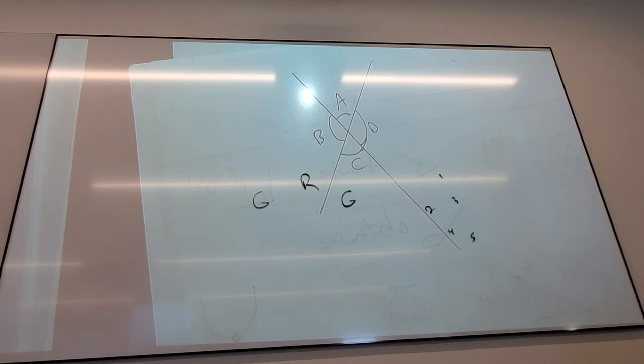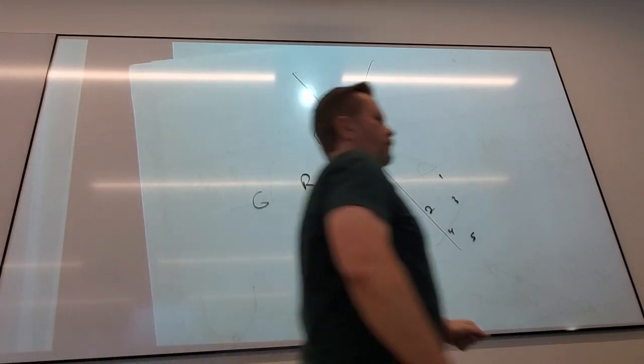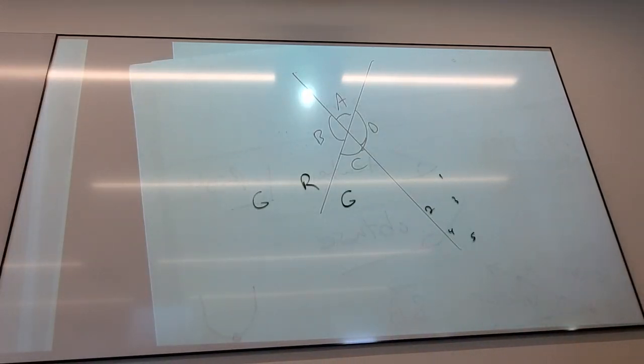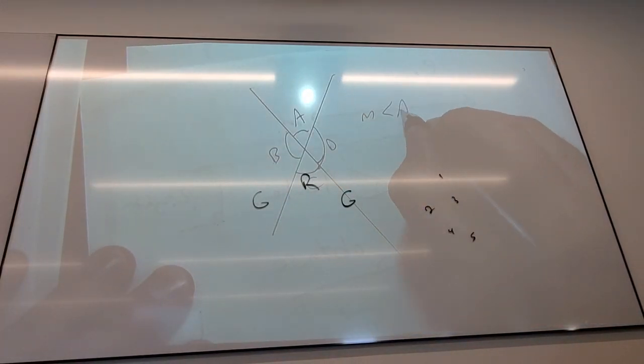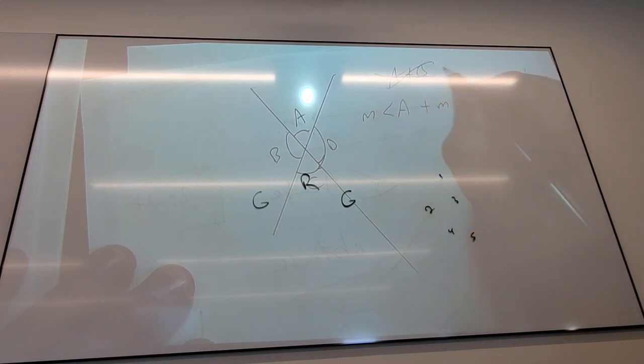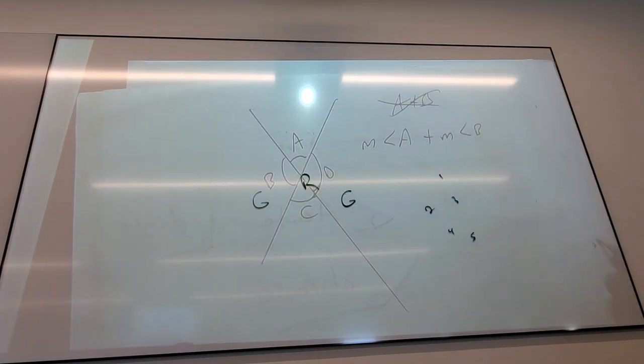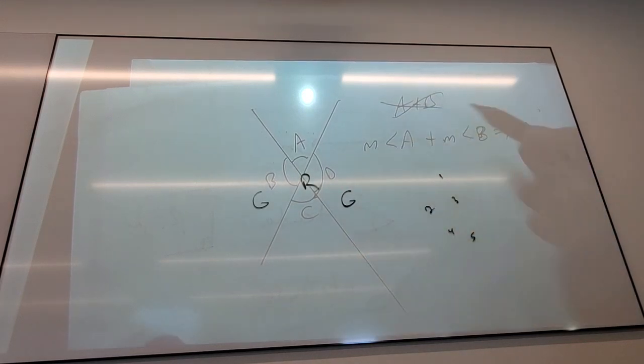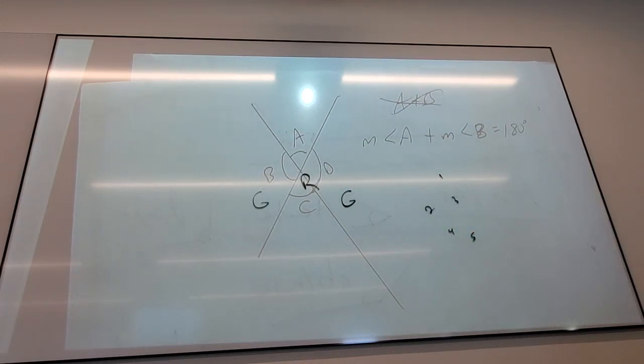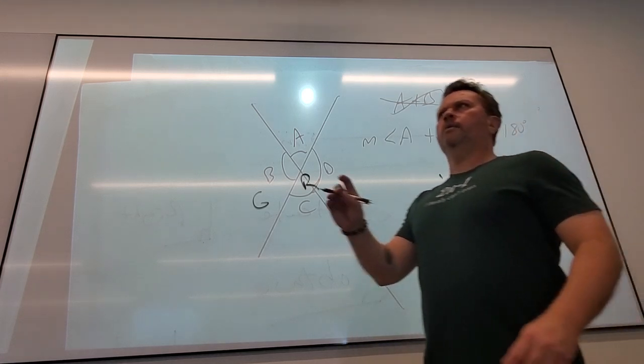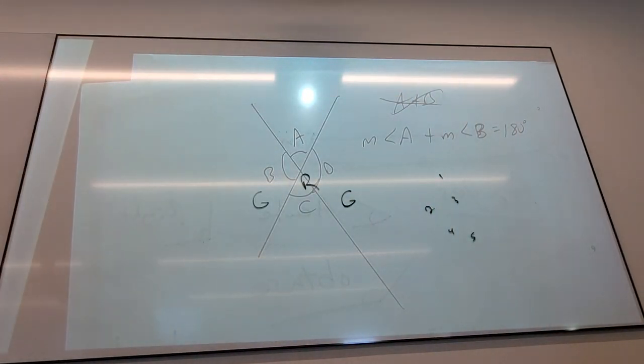Does anyone know what that means about angle A and angle B? There's a certain name for two angles that add up. So the measure of angle A plus the measure of angle B. Don't just say A plus B. That doesn't make any sense. The measure of angle A plus the measure of angle B is 180 degrees because together they make a straight line. Does anyone know the name that we give two angles that add up to 180 degrees?